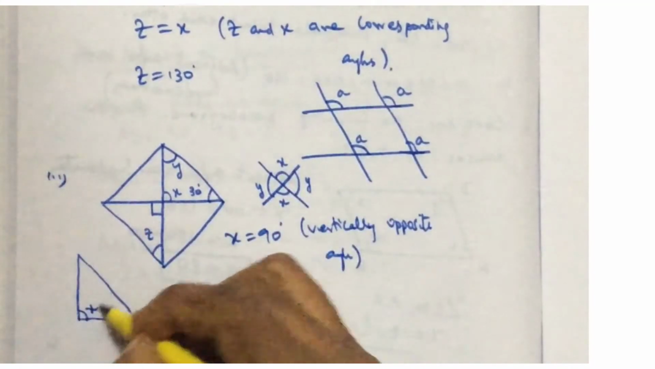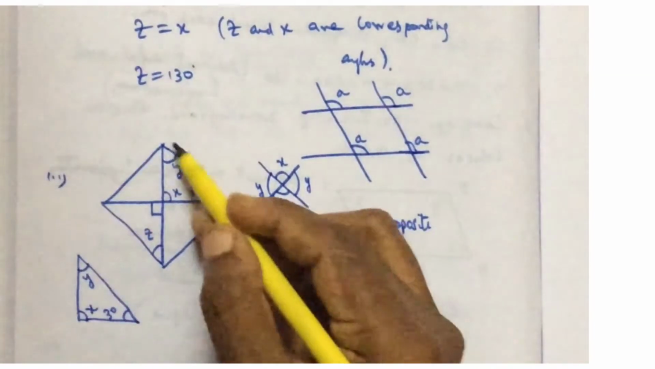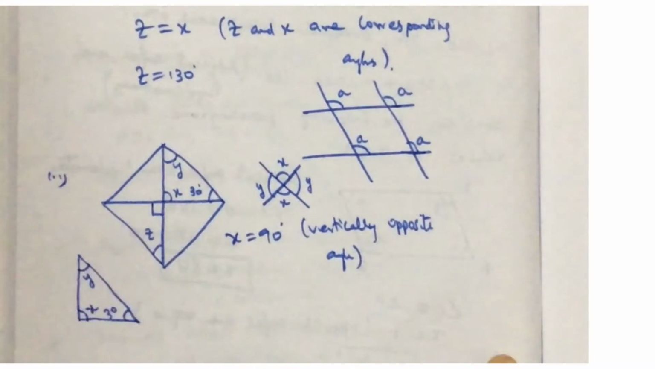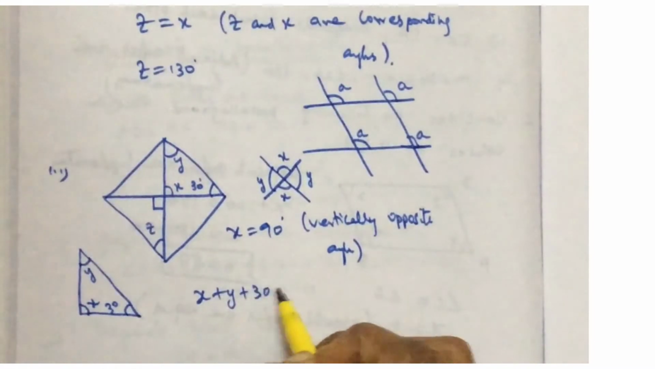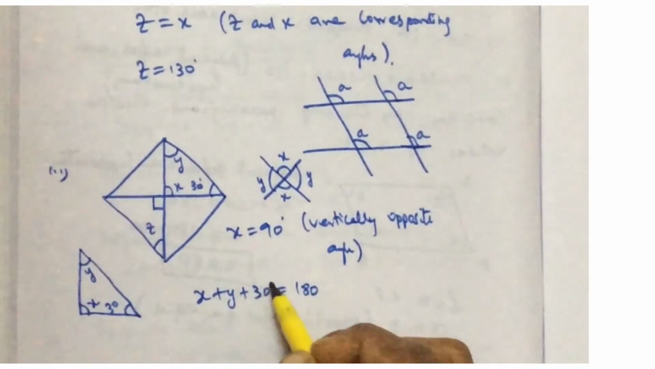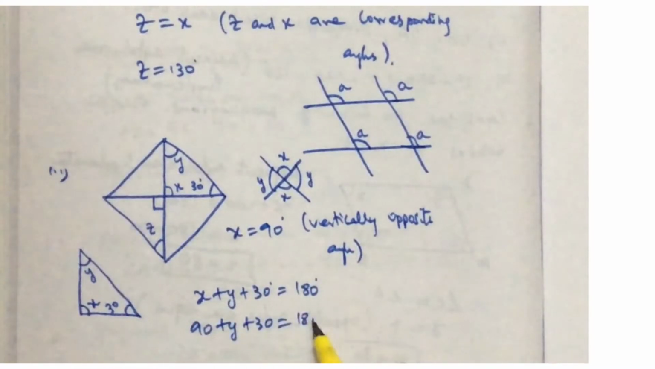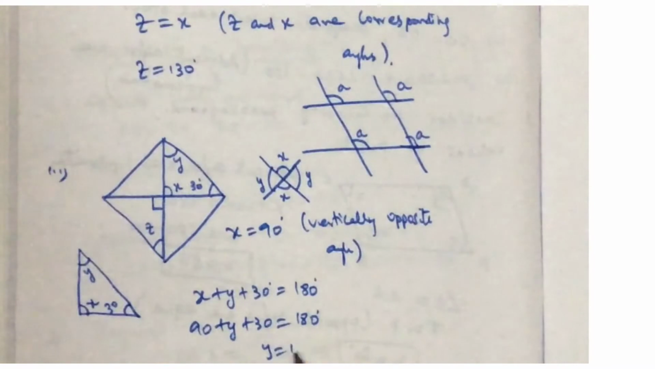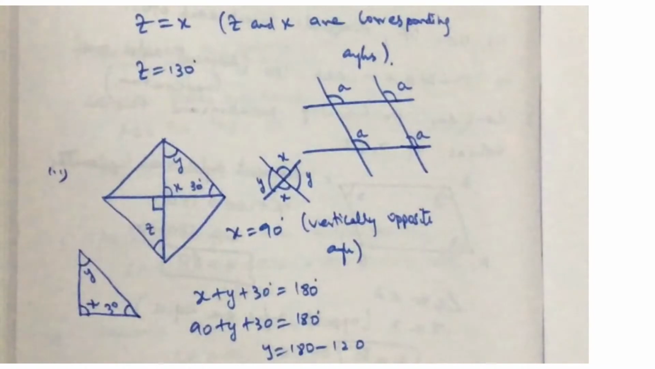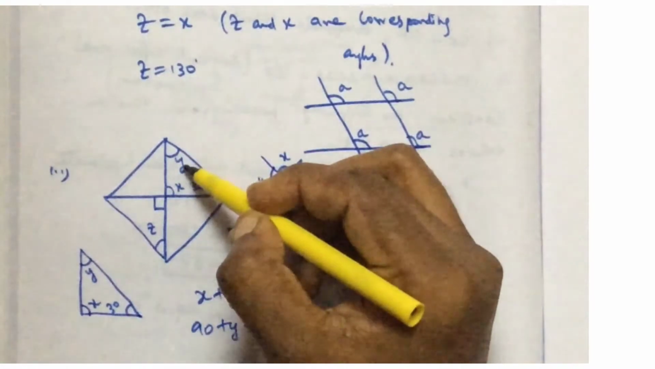This is X and this is 30 and this is Y. This small triangle, if you add this together, what will you get? You should get 180 degrees. So, X plus Y plus 30 should give 180 degrees. X is 90, plus Y plus 30 gives 180 degrees. 90 plus 30 is 120. So, Y equals 180 minus 120, which is 60. Okay, Y is 60.